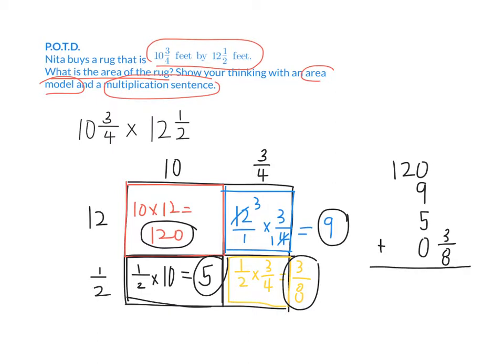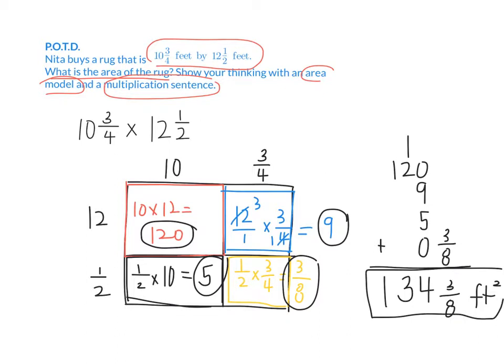What's my fraction part altogether? 3/8. How many ones do I have altogether? 14. Good. How many tens do I have altogether? 3. How many hundreds do I have altogether? 1. 134 and 3/8. If I look back at the problem, what should my units be? Square feet. Very good. Okay, so again, this is just a review on how to use the area model to find area.